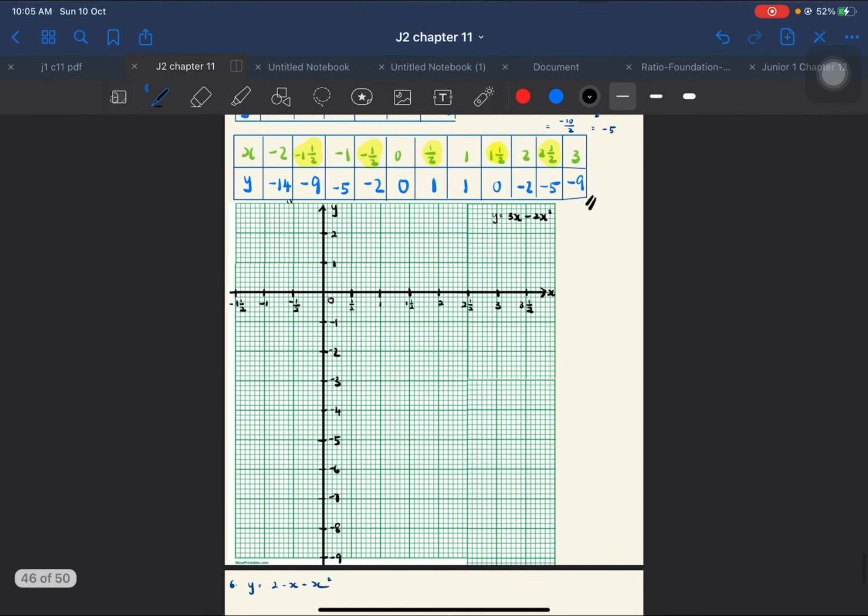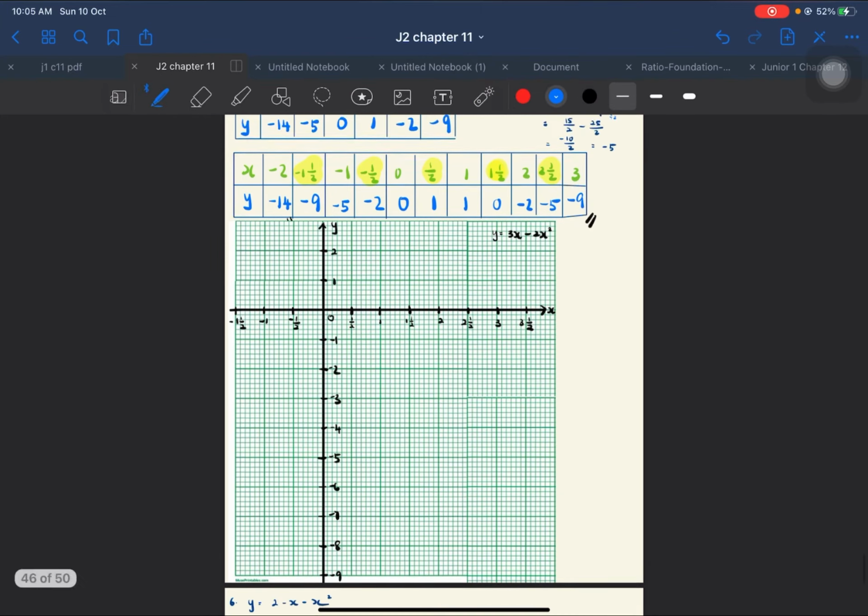Okay, so this is your graph paper. Ensure that you have your labeling x and y and all the numbers on the x and y axis, as well as your quadratic equation. And now you may plot your coordinates.